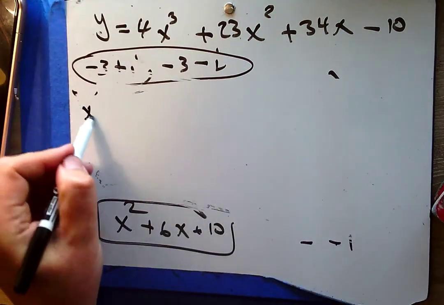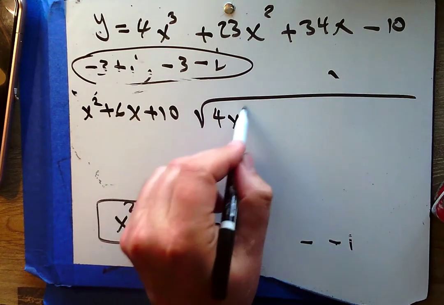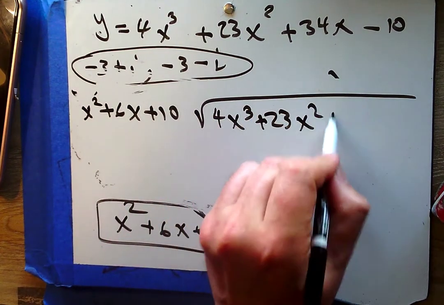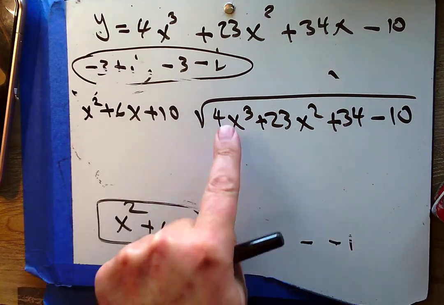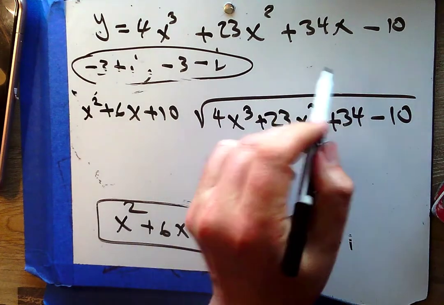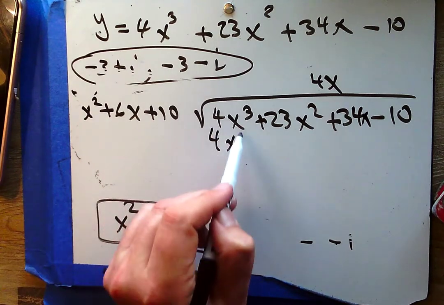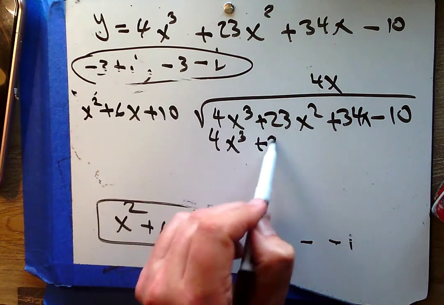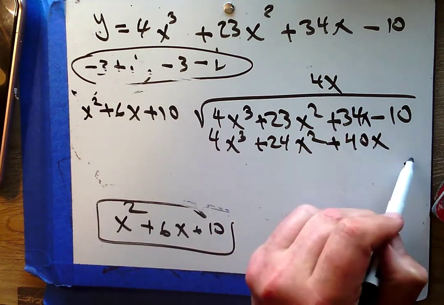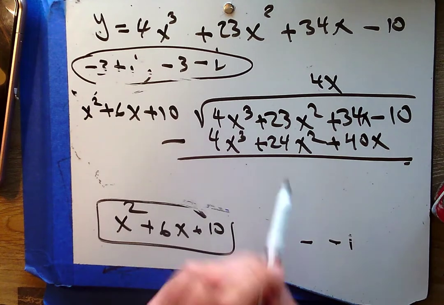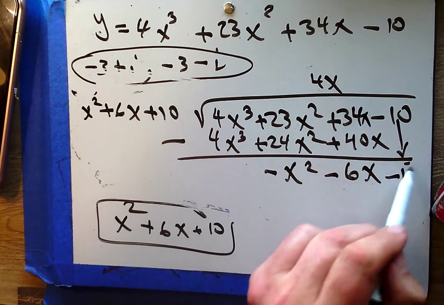we can do some long division. x squared plus 6x plus 10 into 4x to the third plus 23x squared plus 34x minus 10. So what do I have to multiply this by to turn it into that? A 4x. And so 4x times this, and 4x times that, and 4x times that. And remember, because we're doing long division, we're subtracting. So I have negative x squared minus 6x, and I bring down that minus 10.